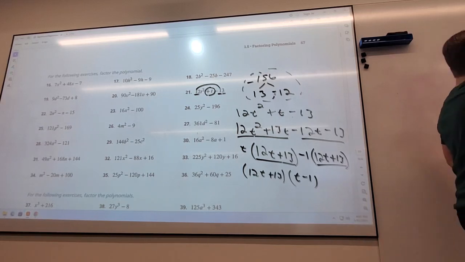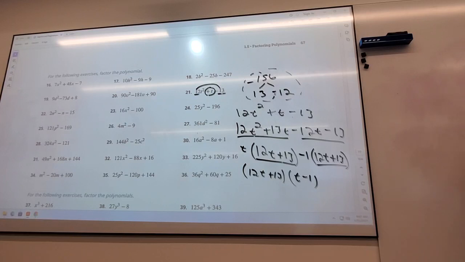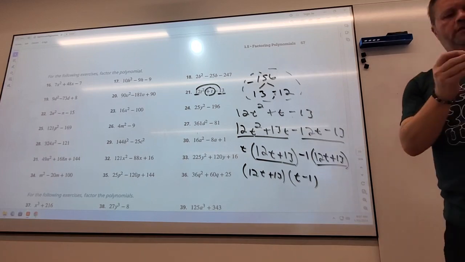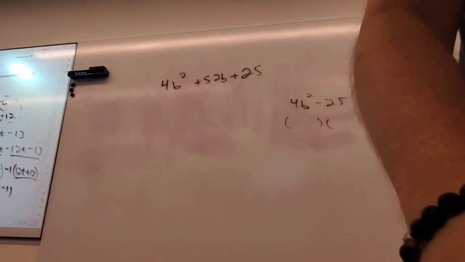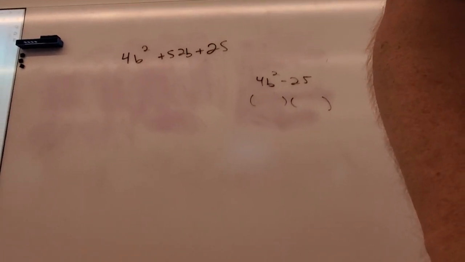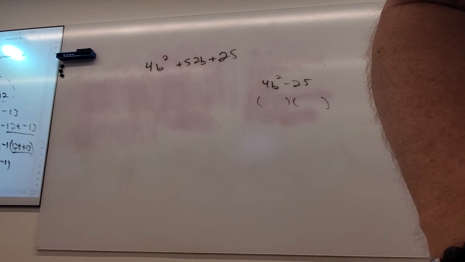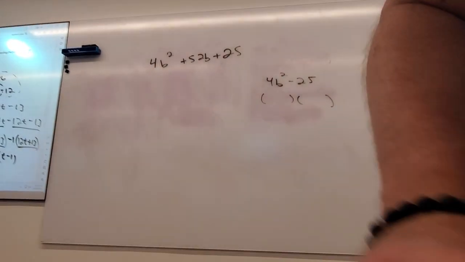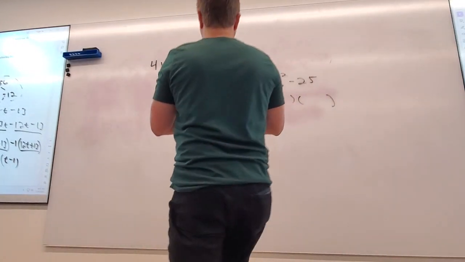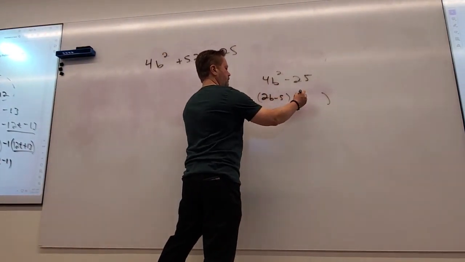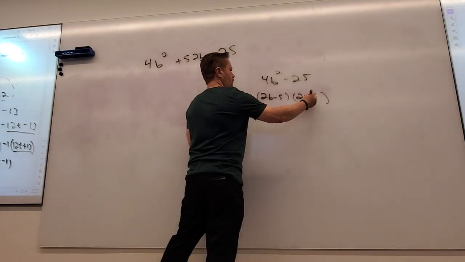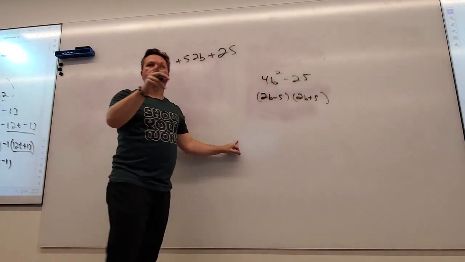Okay, Jeff. So real quick, on the side. If it was this, what would you do? I would take the squares of all those, because 4 is the square of 2, b squared is the square of b, and 25 is the square of 5. So it'd be like 2b minus 5, 2b plus 5.